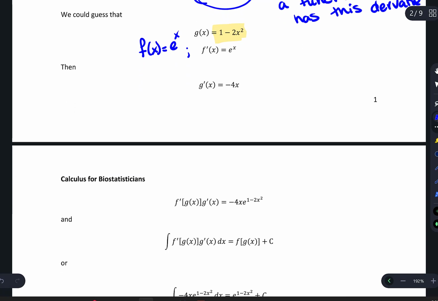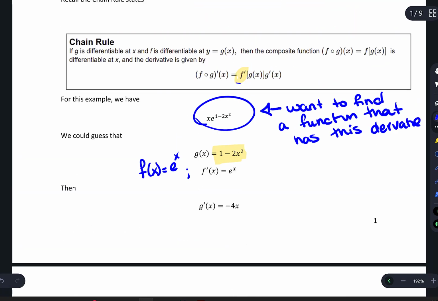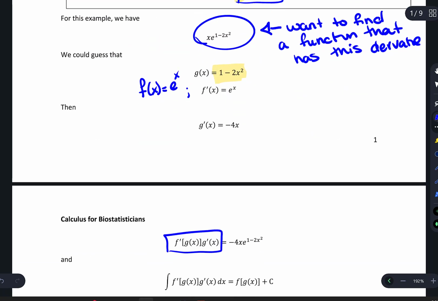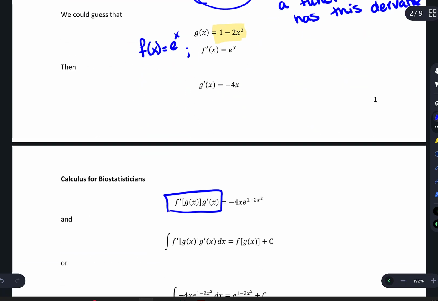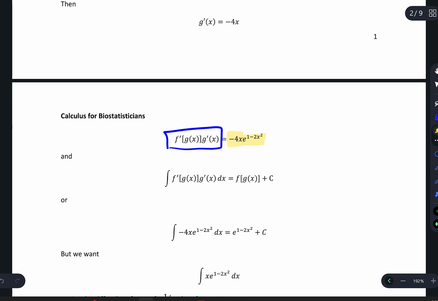So let's plug that into that derivative piece from the chain rule. Notice this is coming from right here. We take our derivative of f of x and evaluate it at g of x. So that piece is right here: we've got e to the 1 minus 2x squared. And then we need to multiply that by the derivative of g of x, so minus 4x. Again, we're just applying the chain rule here.